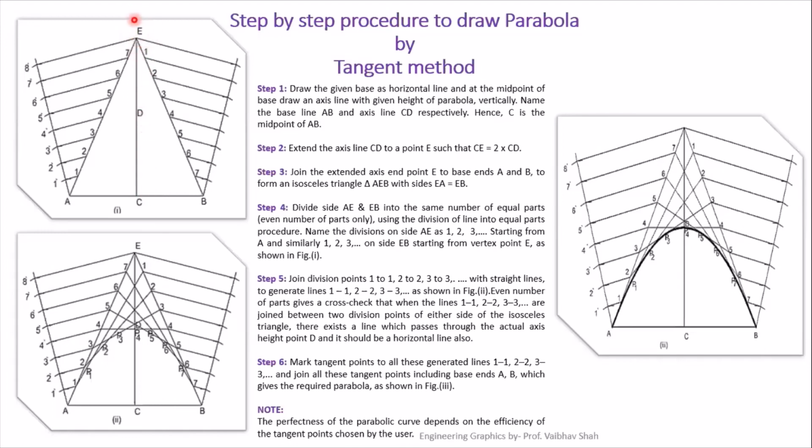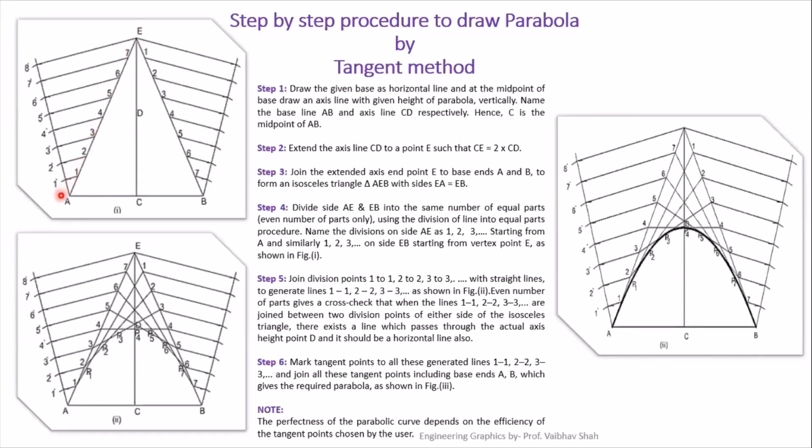After getting this point E, you have to join this point E with your point A and E with your point B such that you will have an isosceles triangle in which EA is exactly equal to EB. After getting this isosceles triangle drawn, you will be dividing this particular line EA and EB into exactly the same number of equal parts. And you have to compulsorily divide these lines into even numbers of parts only. So keep in mind that you will be dividing EA and EB into even numbers of parts only. So let us divide this portion into 8 equal parts.